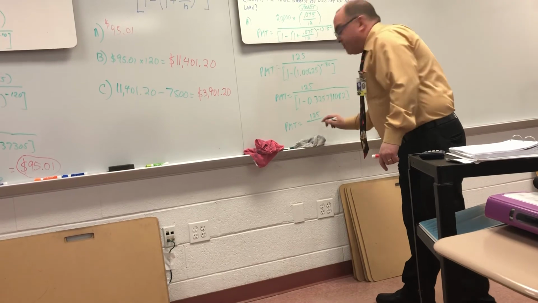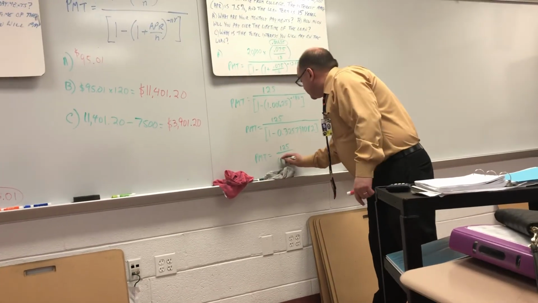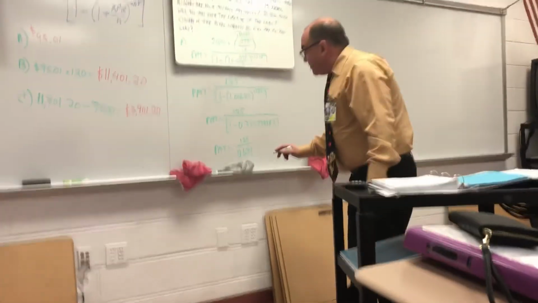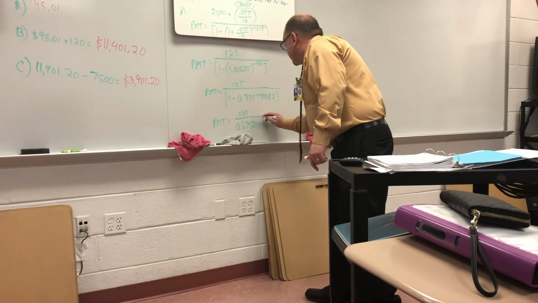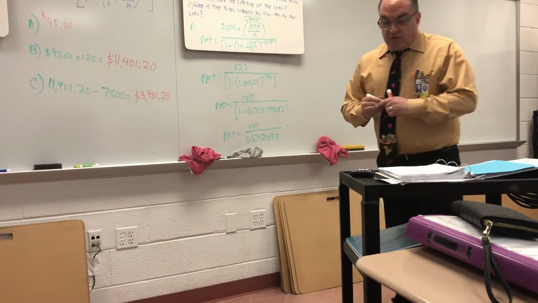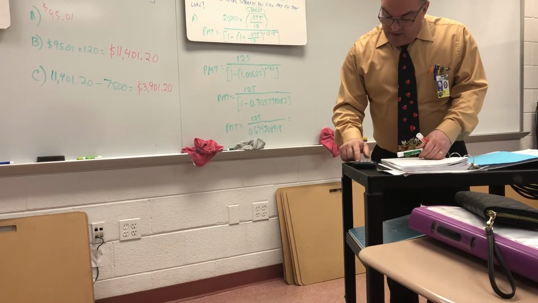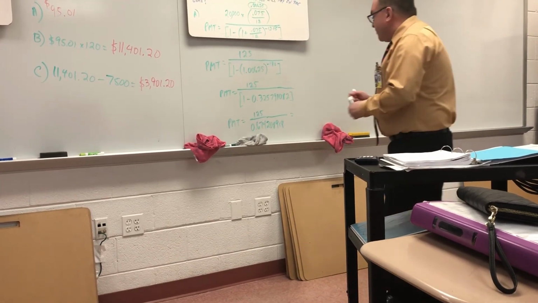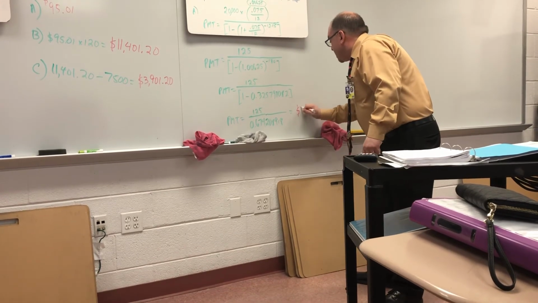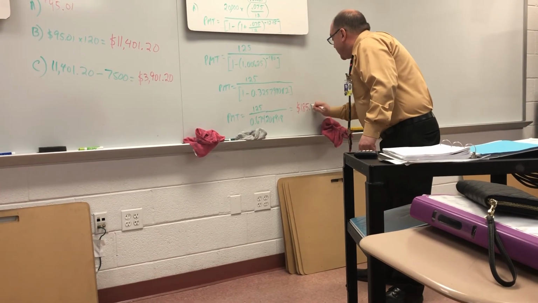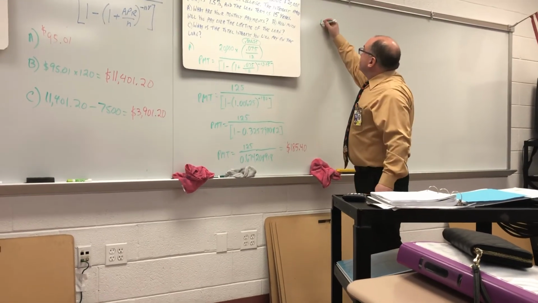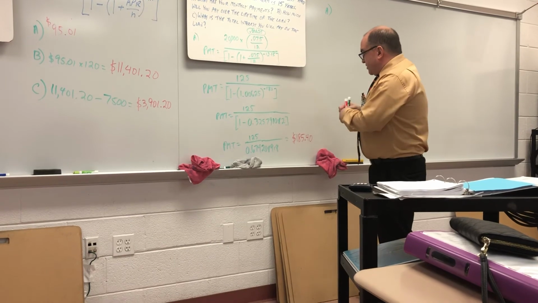125 divided by 0.674. Okay, and now 125 divided by that number gives me 185.40. So the payment is going to be $185.40. That is part A.